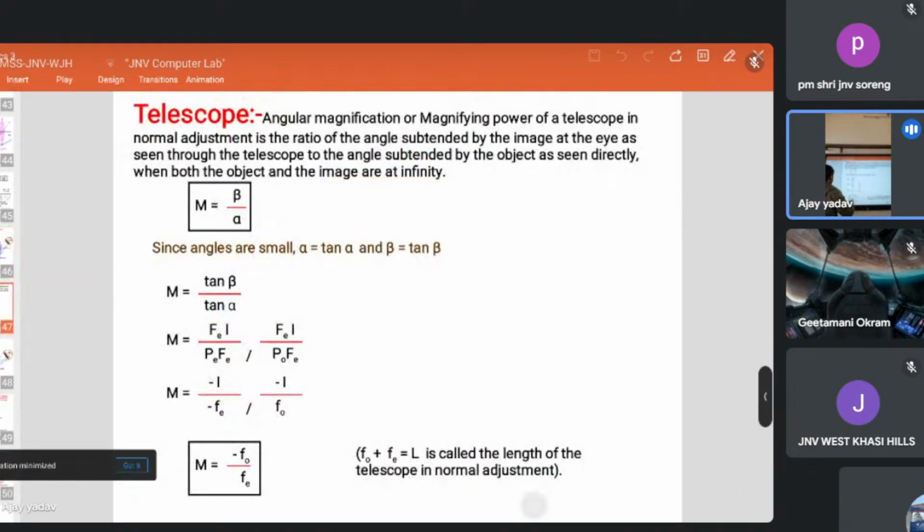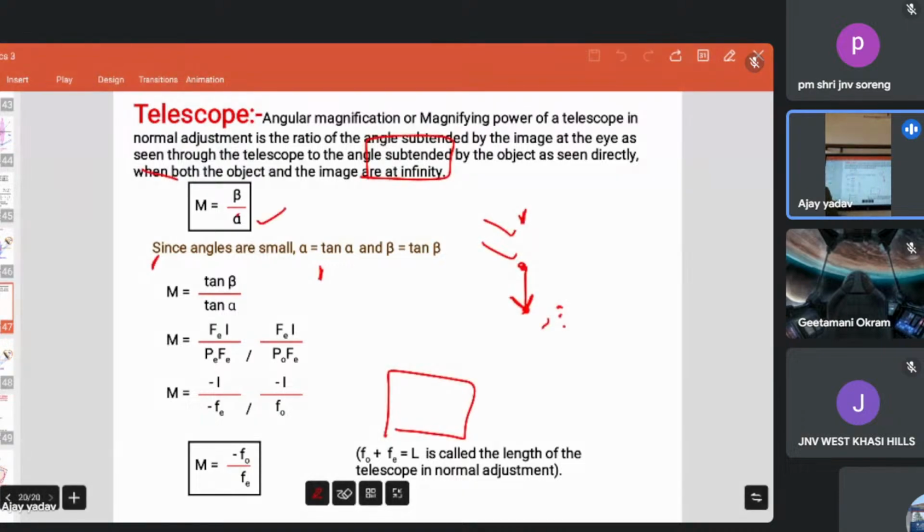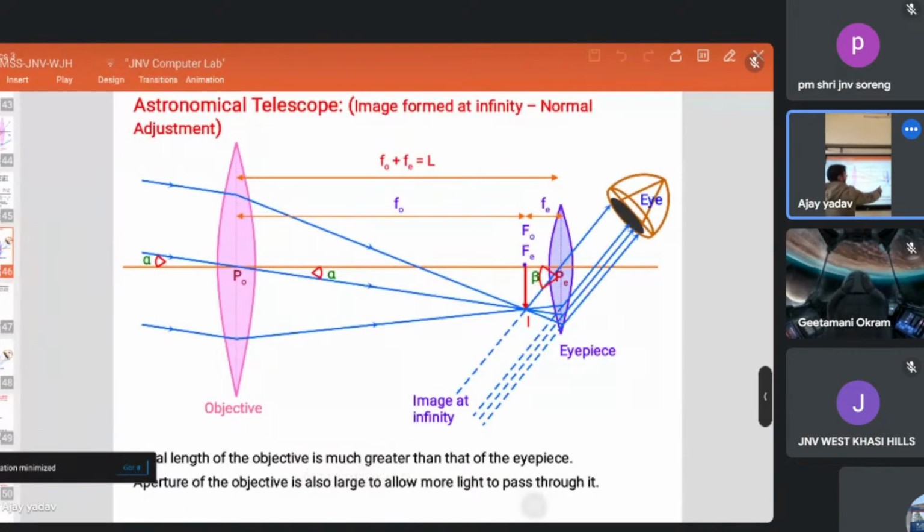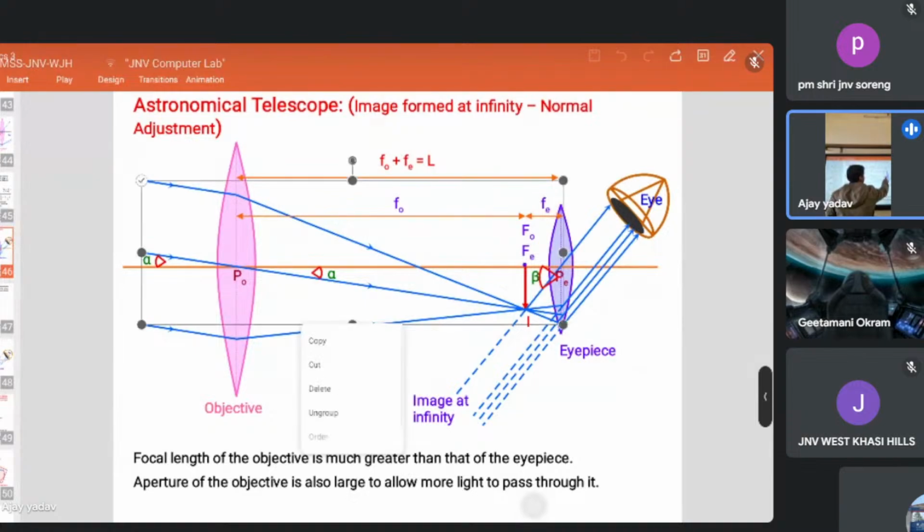Similarly, we can derive the magnifying power. It is beta by alpha, tan beta upon tan alpha. Tan beta and tan alpha we can write from this triangle. Then the magnifying power will be minus FO by FE. Tan beta we can write from here, and tan alpha from here.